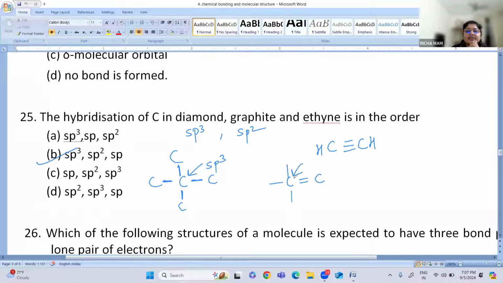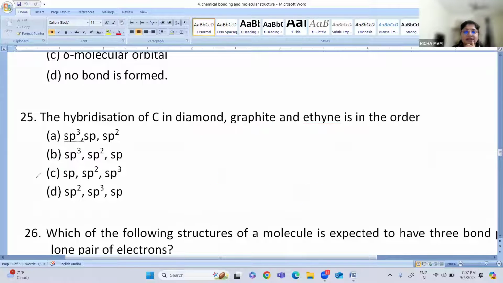Now, what is the hybridization of this carbon? This is sp2, because it is having a double bond. Now, what is the hybridization of this carbon? It is sp. So when you have a single bond, it is sp3. When you have a double bond, it is sp2. When you have a triple bond, it is sp. So in diamond, it is sp3, in graphite it is sp2, and in ethine it is sp. So option number B is the answer.